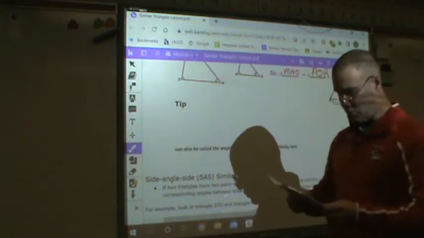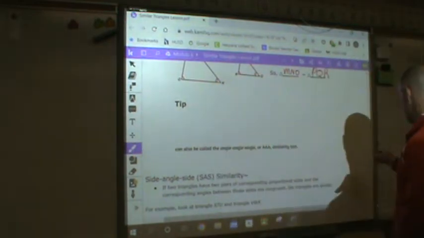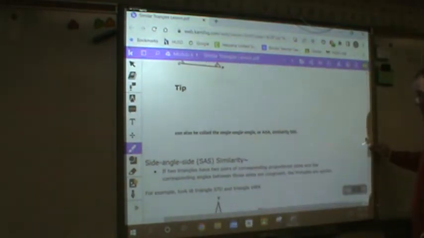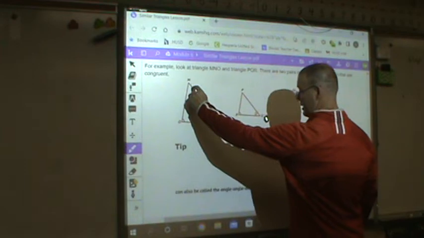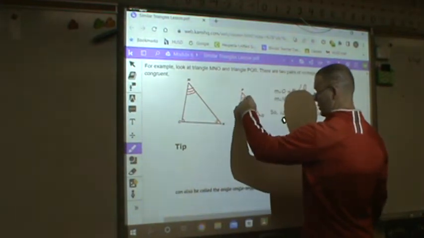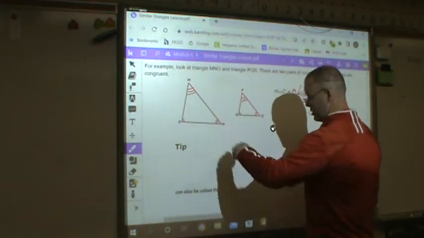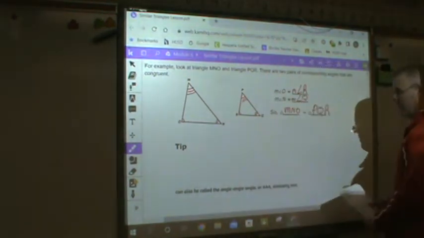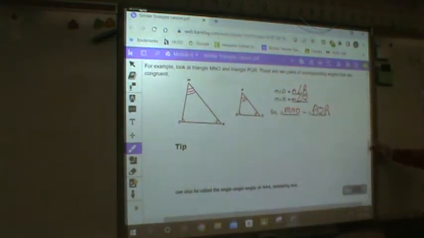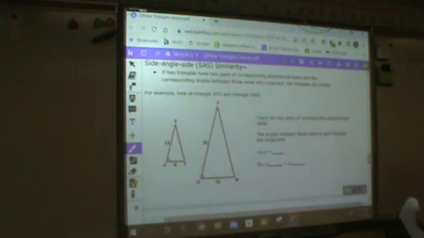If you know the two pairs of corresponding angles are congruent, well, I'm going to skip the tip then, because the tip's not there. Basically, what it does is it talks about, hey, if I know that these two angles are congruent, then M has to be congruent to P. Why? Because all three angles in a triangle add up to 180 degrees. These two plus that one would have to be 180 degrees. It would be the same over there. That's the tip. All right?